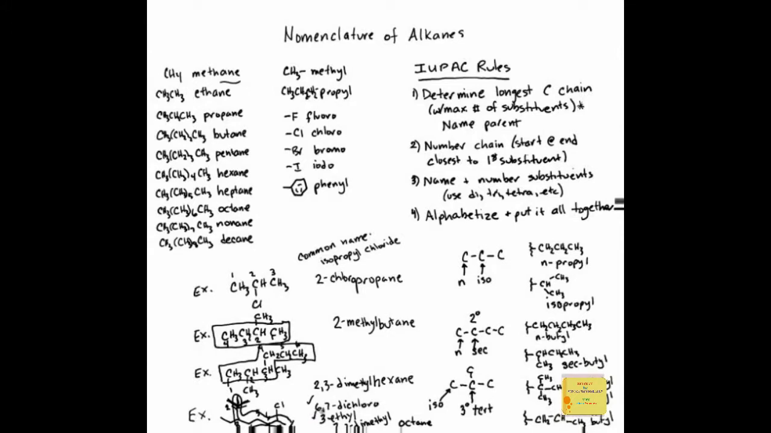Took care of that one. Now we have our methyl. So then we go dash 2,2-dimethyl. And then we go right into octane, no space there. So you can see these names can get pretty long pretty quickly. This is called 6,7-dichloro-3-ethyl-2,2-dimethyloctane.